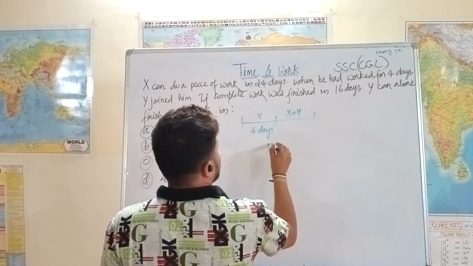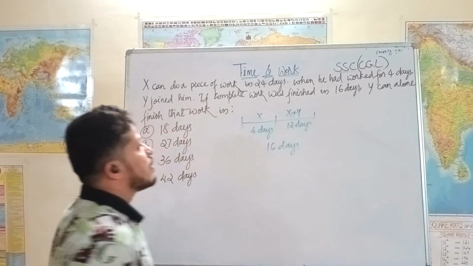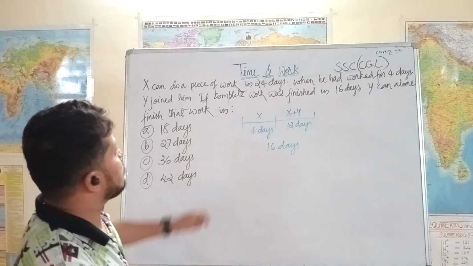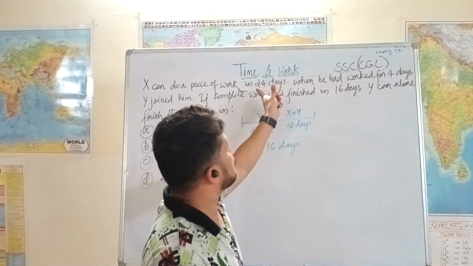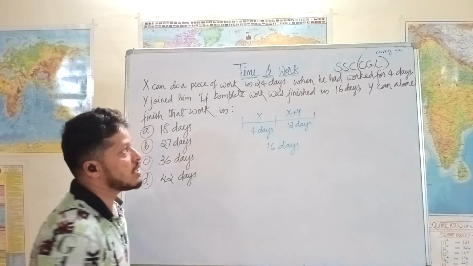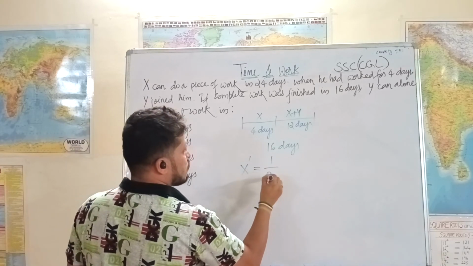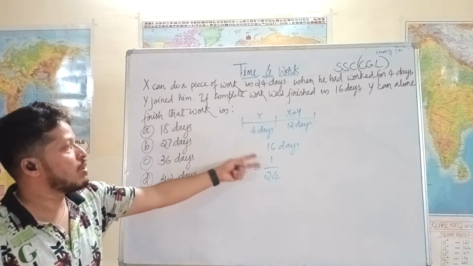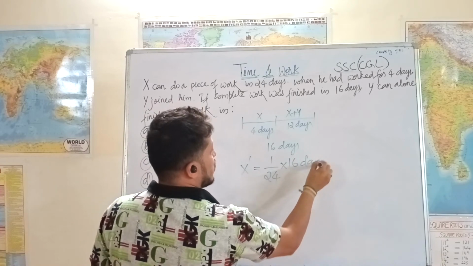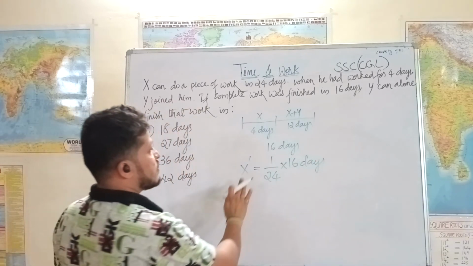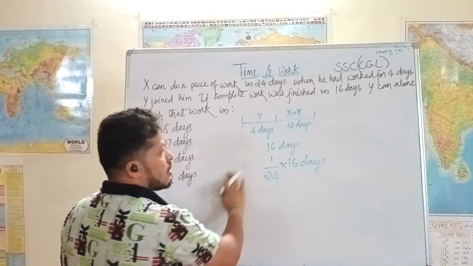And the total work was finished in 16 days. That means they worked together for 12 days. Right? The efficiency of X is what? He can finish the entire work in 24 days, but X worked here for all 16 days. That means 1 by 24 is his efficiency, and he worked for 16 days, right? The efficiency of X is 1 by 24 and X worked for 16 days.